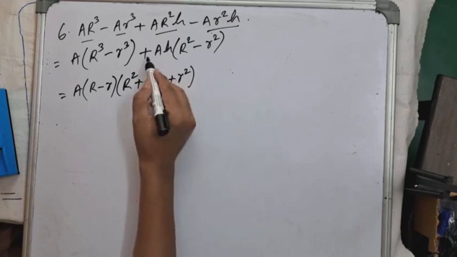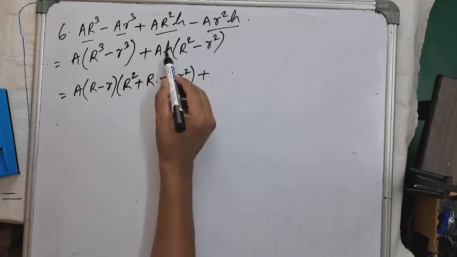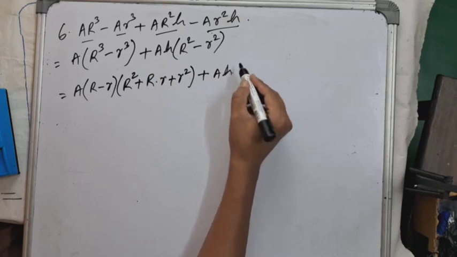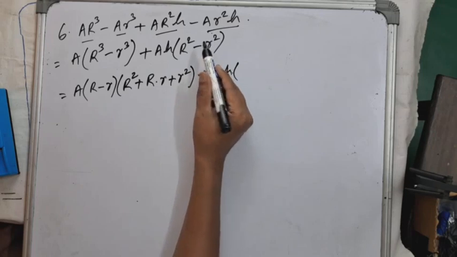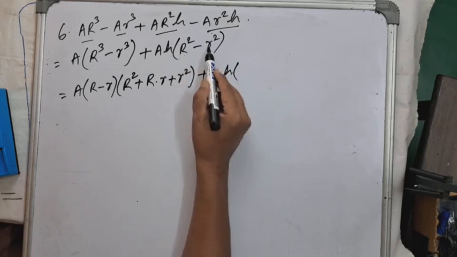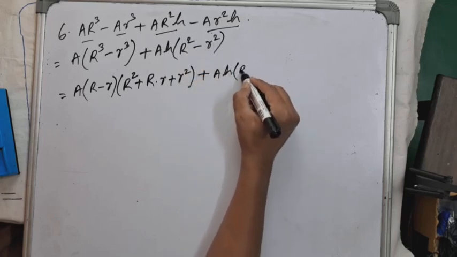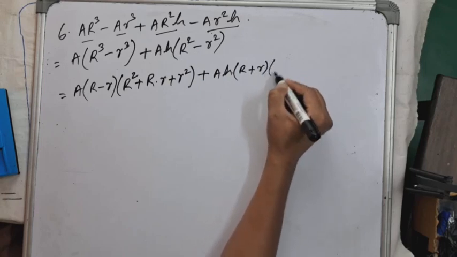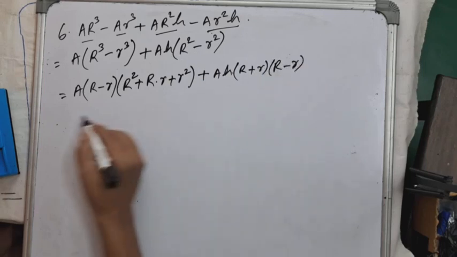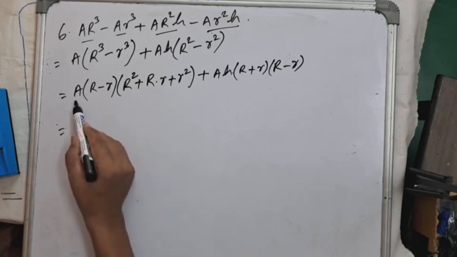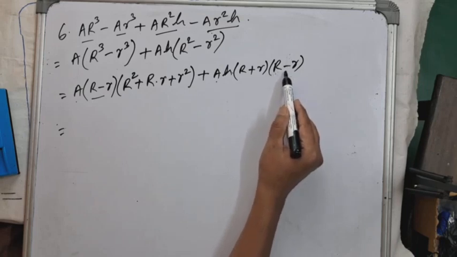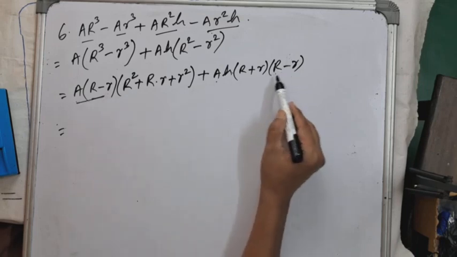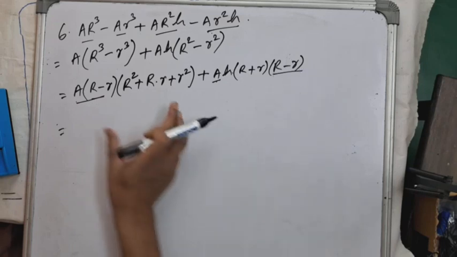This plus we write here, A h we write here, and then capital R square minus small r square. This we assume as a and this we assume as b. A square minus b square means a plus b into a minus b. So we have A common in both the terms and R minus r common in both the terms, isn't it? This and this common in both the terms, this term and this term.